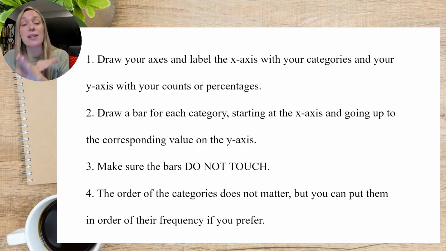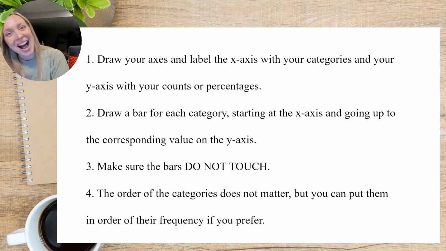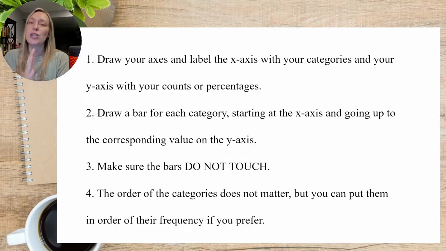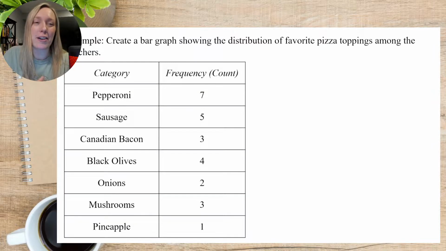Order of the categories does not matter. That's one of the things with bar graphs. You can have your categories go kind of anywhere on your x-axis. A lot of people like starting with the highest or starting with the lowest and going up from there. You can also just have them haphazard across your x-axis. Whatever you prefer. That's you as the statistician or emerging statistician. That's going to be your prerogative there.